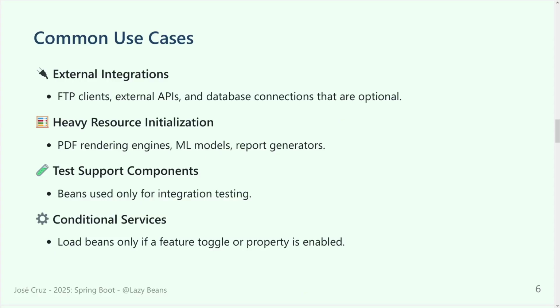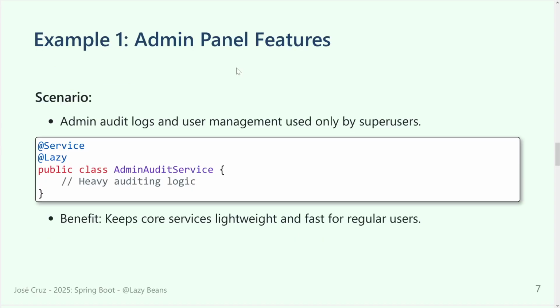Test support components for integration testing, and conditional services, because some of the tests may need a specific bean, or they start to fail at some point. So in testing, it's quite useful to use lazy to optimize the time in integration testing, not unit testing. Conditional services: load beans only if a feature toggle or property is enabled. It's quite good, meaning if I never use this feature, this bean will never be loaded. So let's see some examples.